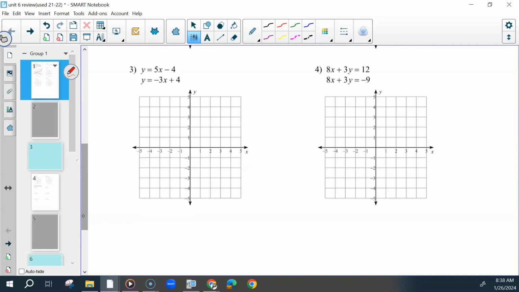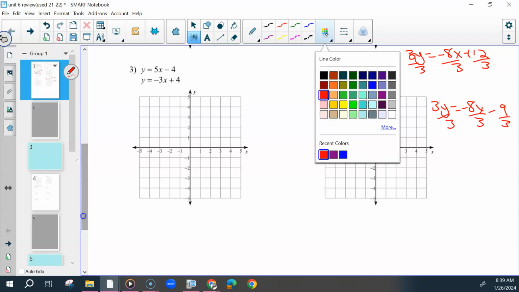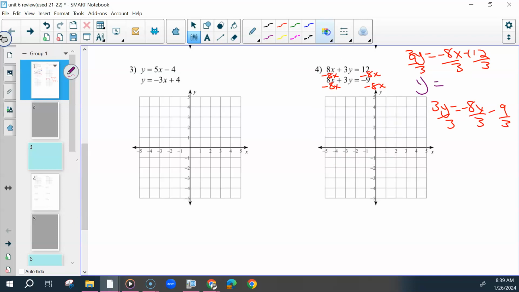So for number 4, we have to solve both of these, get them both in y equals mx plus b, and we can do that at the same time. Subtract 8x from both sides, and divide everything by 3. So the first equation is y equals negative 8 over 3 x plus 4. And the second one, y equals negative 8 over 3 x minus 3.